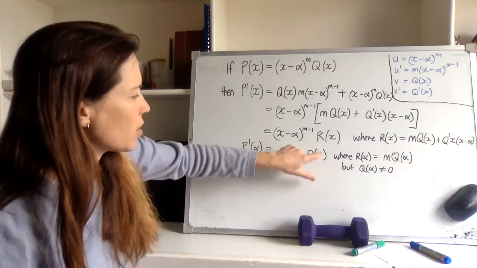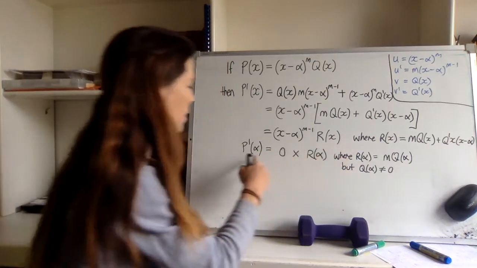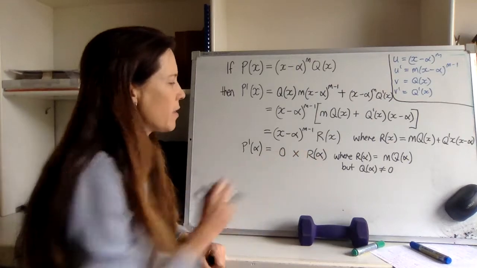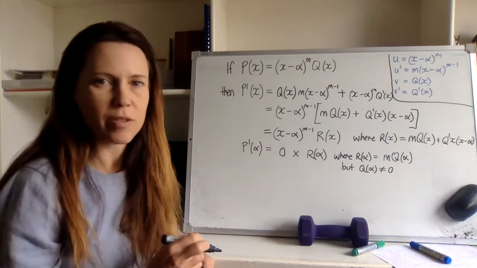Oh, that should actually be R of alpha, not R of x, because here we're subbing in alpha, and I accidentally wrote an x, so maybe just change that in your notes.